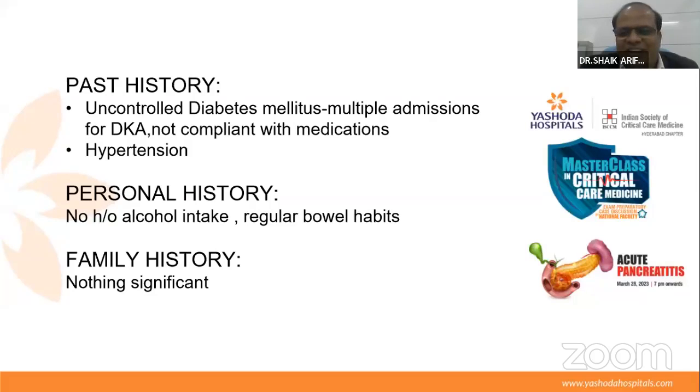The differential diagnosis would be either acute cholecystitis, acute pancreatitis, could be a peptic ulcer disease, could be small intestine obstruction, could be perforation, could be mesenteric ischemia. These are the things that I can think of. So how are you going to approach this disease?